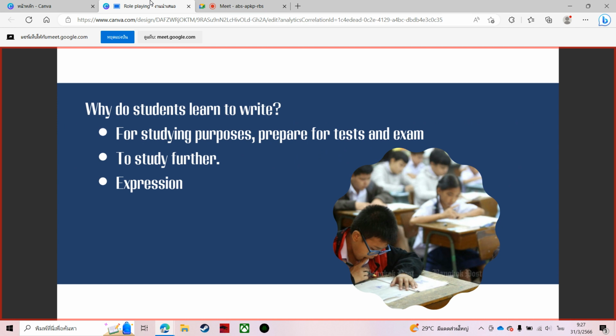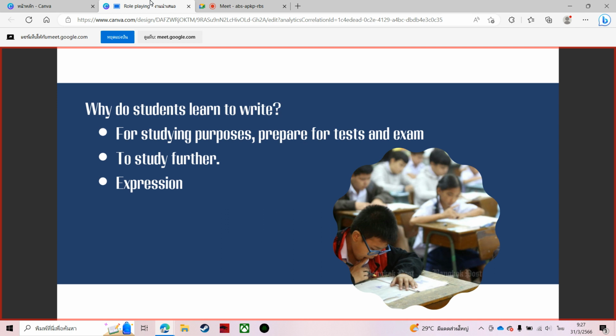So why do students learn to write? The first reason is for studying purposes, to prepare for tests and exams. The second is to study further, like when you want to apply to a university, maybe the university asks you to write an essay. The topic is like why you want to join this university and what your strengths and weaknesses are. The question is probably like that. And if you know writing skills, it would be great for you.